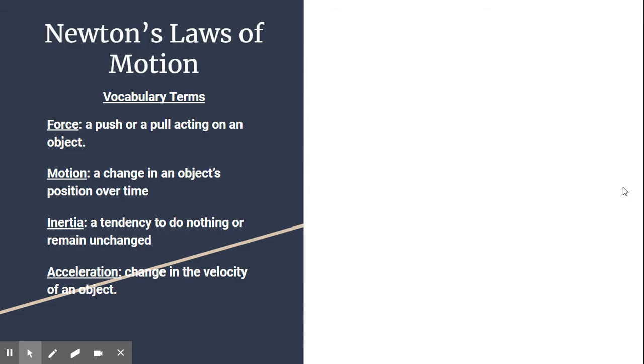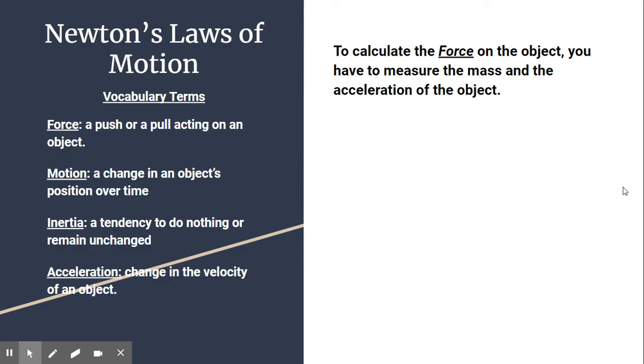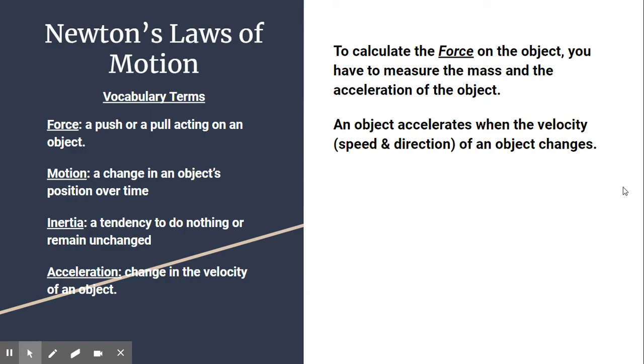Acceleration was another one of those key vocabulary terms. It's the change in the velocity of an object. You can think about velocity as like speed, but it also includes the direction that it's going. In Newton's second law, you have to measure the mass and acceleration. Objects accelerate when their velocity changes, so either they speed up or slow down, or their direction changes, so it starts to change its path. Any of those would be an acceleration.